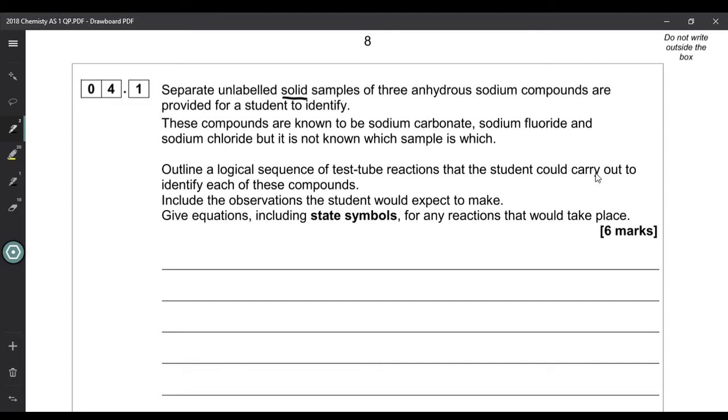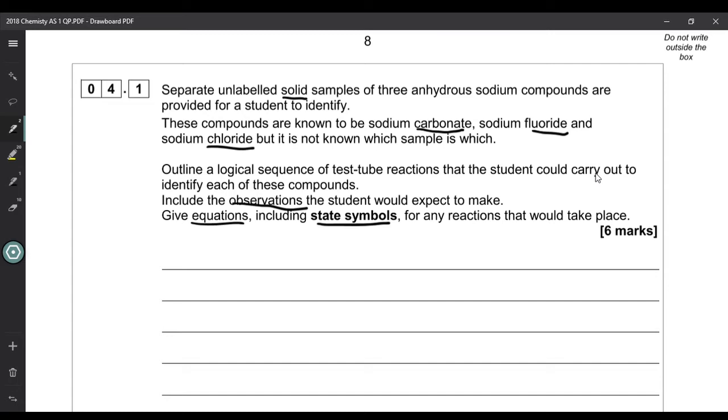So it says outline a logical sequence of test tube reactions that the student can carry out to identify these compounds. Include observations you'd expect to make and give the equations including state symbols for any reactions that would take place. So the three compounds that we've got are a carbonate, a fluoride and a chloride. The first one that we could fairly easily identify is a carbonate, because if you add an acid to a carbonate, then it's going to fizz because of the release of CO2.